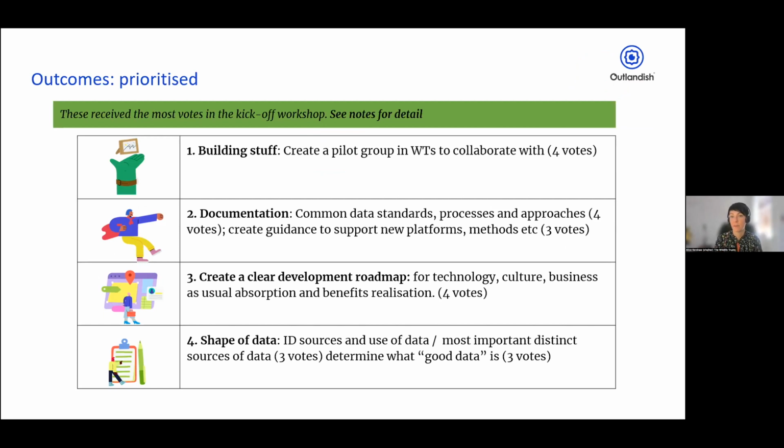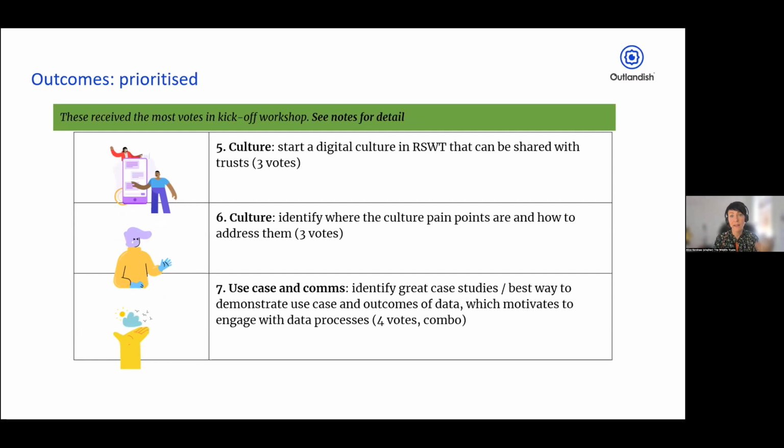Data standards, data processes, making sure that we have the guidance that underpins what's being created so we're consistent enough to be able to use that data in practice. A clear development roadmap. So we do need a roadmap for where we're going to get to, but it has to be based on some of those other things. We have to also work out where our data is. And also have a data culture.